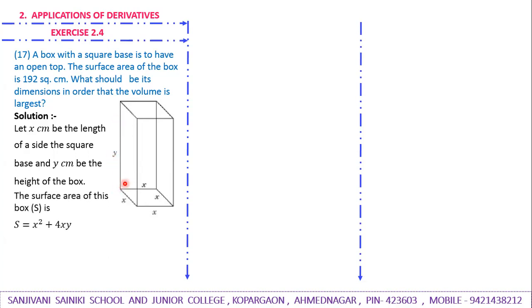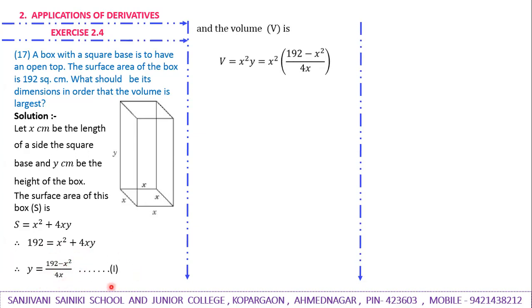So what is the surface area then? The top surface is open, so the bottom has surface x square, and this is one surface whose area is xy. This is another surface, its area is xy. This is another surface, that area is xy, and this is the back side, a surface having the area x into y. So there are 4 surfaces, so 4 times xy. It is given that the surface area is 192 square centimeter. So y is 192 minus x square upon 4x, a function of x.